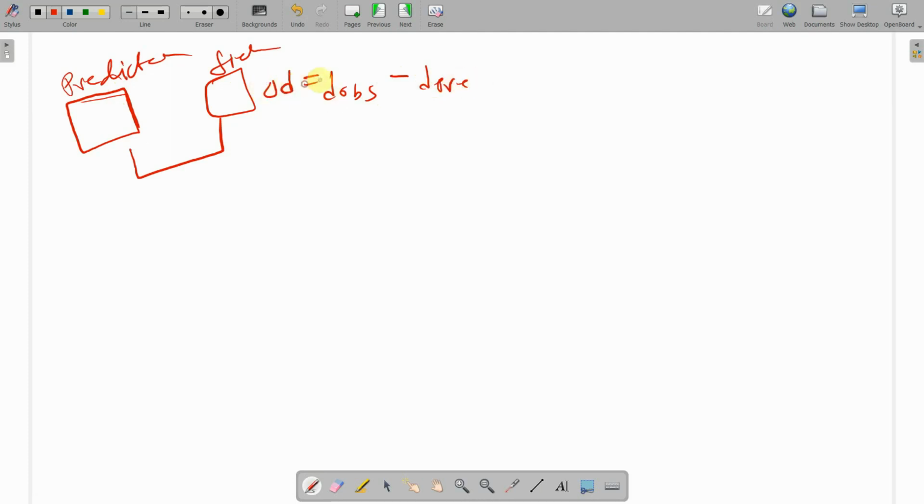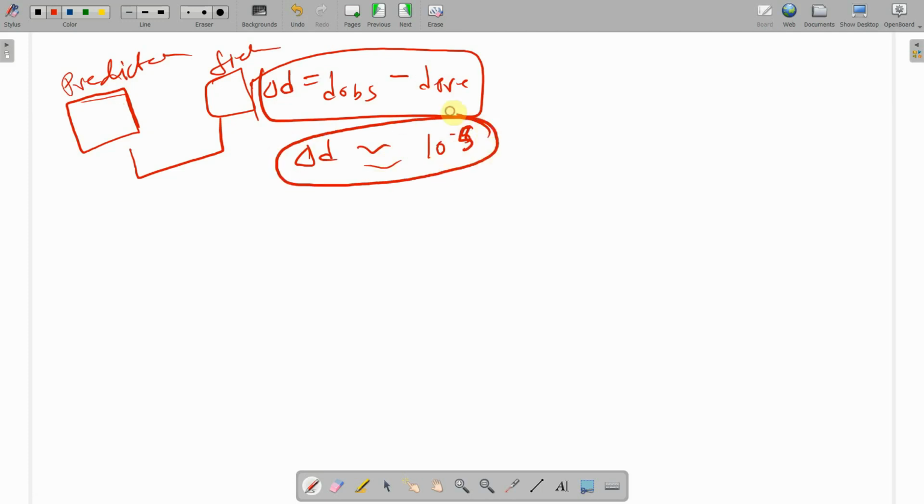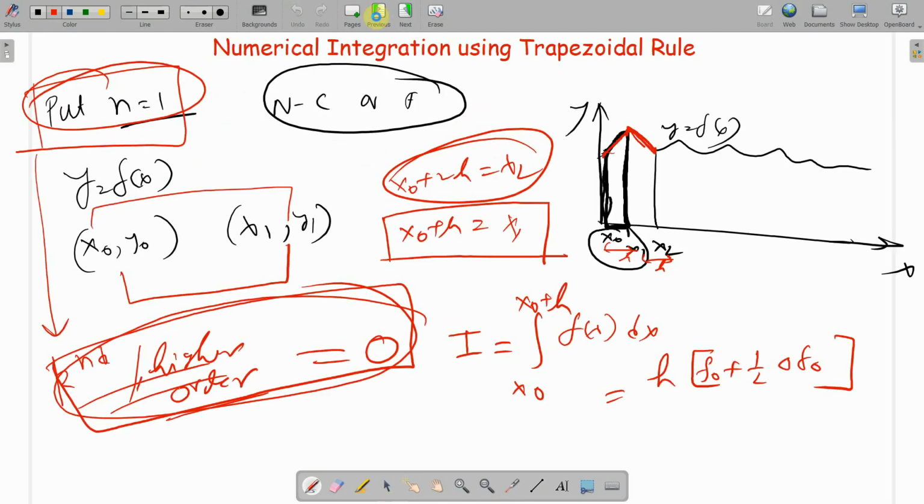Let's say I'm denoting it with delta d. So delta d should be in the order of, let's say, 10 to the power minus 5 or 10 to the power minus 4, depending on your numerical experiment. If it's below 10 to the power minus 5, then you will say that okay, my result converges. The error has to be small, then you are getting the actual result. In this case we are neglecting the higher order terms, that's why we are having errors.